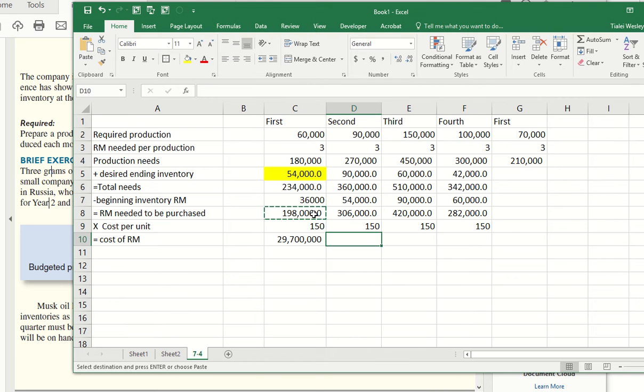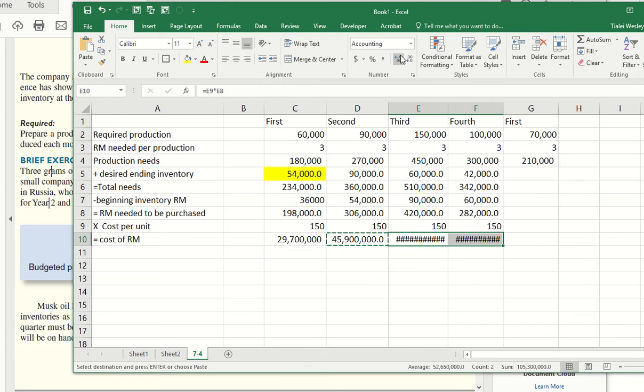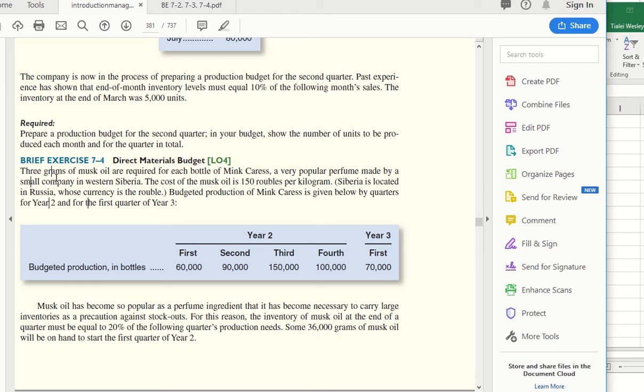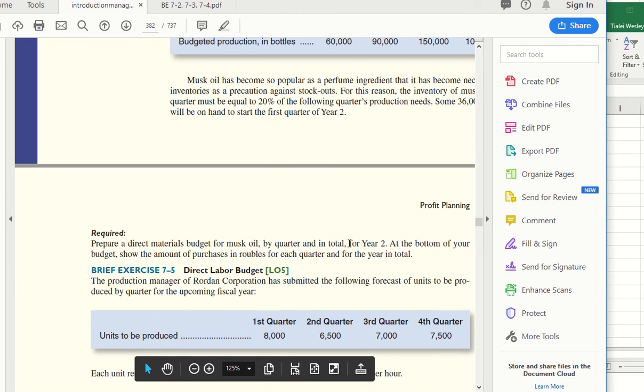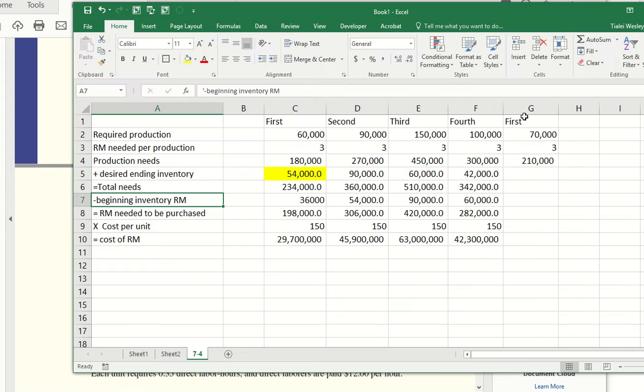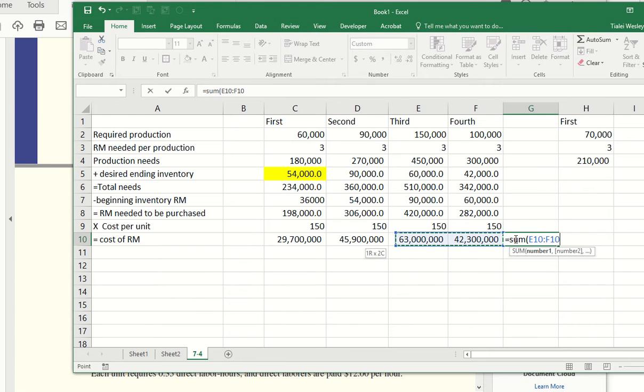We're going to times across, right? This one times by this one. And so this is the amount that we're going to have to spend in purchasing our raw materials, which are these kilograms of musk oil for the Mink Caress bottles. And did we answer all of the questions? Prepare a direct materials budget. At the bottom of your budget, show the amount of purchases in rubles for each quarter and for the year in total. So let's do that total. Since I usually forget to do that total, we can sum that.